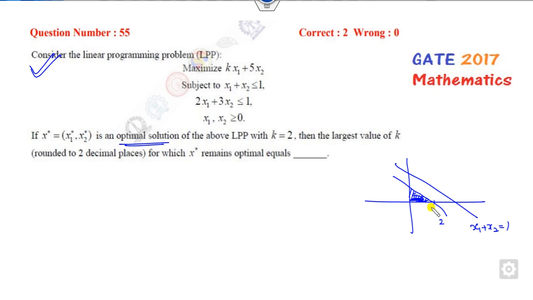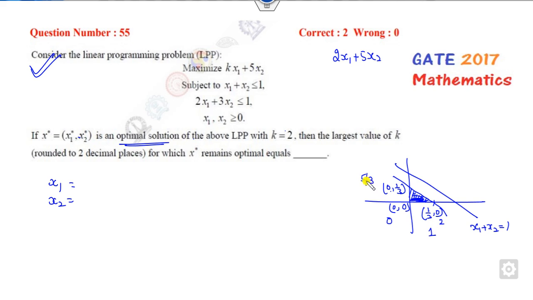Once this is the feasible area, the coordinates are half comma 0, this is 0 comma 1 by 3, and this is 0 comma 0. It is given that the optimal solution is occurring at the point k is 2. So firstly you have to find the optimal solution of x1 and x2. What is the answer of this? Corresponding to this is 5 by 3, corresponding to this is 0, corresponding to this is 1.